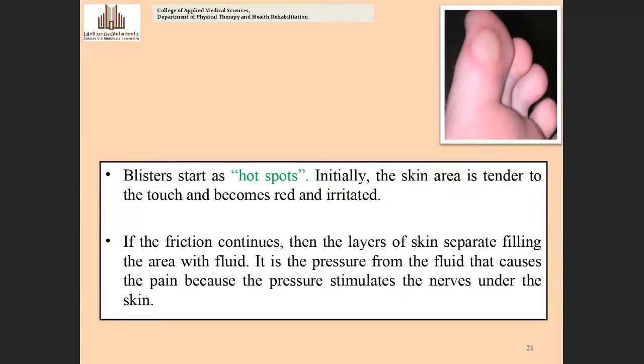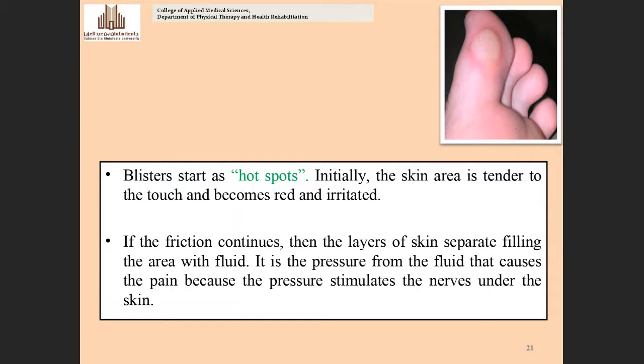I'll show you a picture, which will give you a clear idea about blisters. You can see this picture, a person who has a blister on the greater toe. You can say it is a hot spot. Blisters start as a hot spot, and this area becomes reddened. Initially the area becomes reddened, and if the shearing or friction force continues to be applied, it forms a blister.